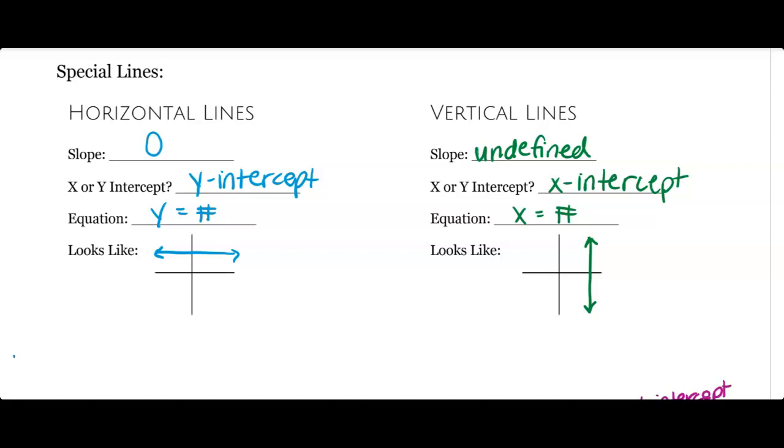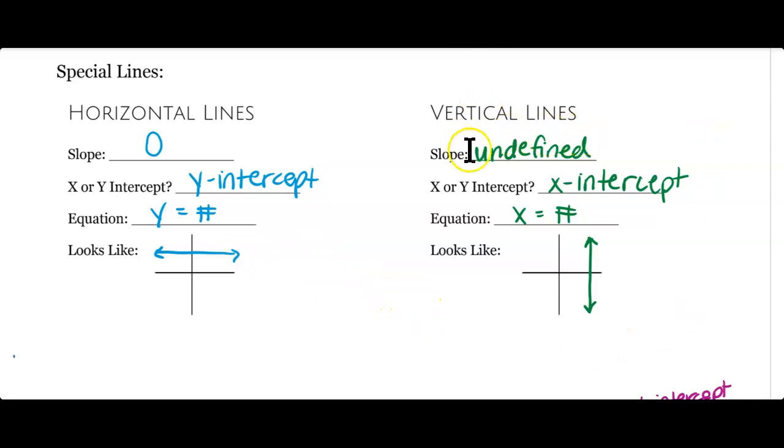Remember, we've talked about special lines. So we've got horizontal lines and vertical lines. Horizontal lines have a zero slope. There's a y-intercept, and then the equation will be y equals a number. So it'll look something like this. It'll go through the y-axis. So you'll just put your point at the y-intercept and then draw a horizontal line.